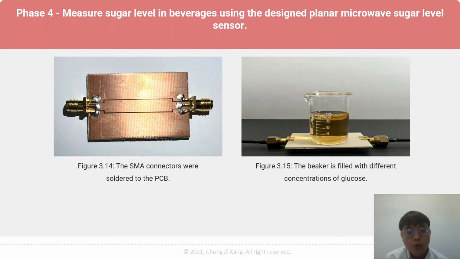measured, one of them using the FR4 substrate and the other using the Rogers substrate, as shown in figure 3.15. The beaker is then filled with the different concentrations of glucose that will be used as a sample under test. Last but not least, all the major results were recorded, and the results will be discussed in chapter 4.